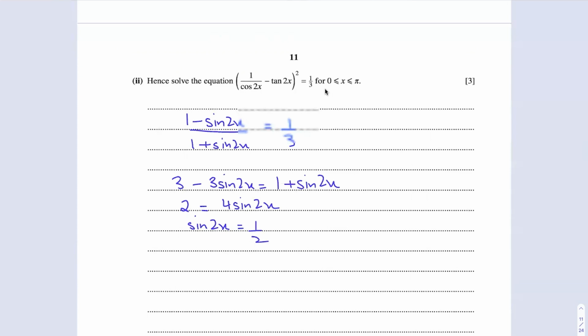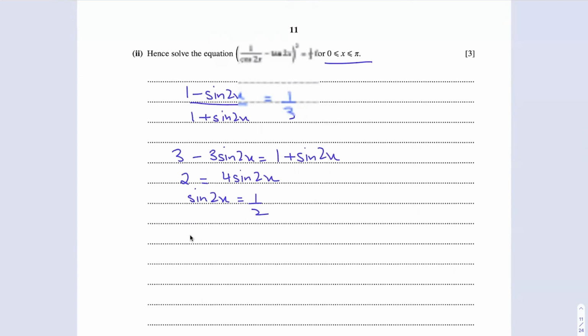Now our range is from 0 till pi. So first we'll find the basic angle. Shift sine inverse of half will become pi upon 6. Now we know that sine is positive in the first and the second quadrant. So we'll write pi upon 6 over here and pi upon 6 over here.